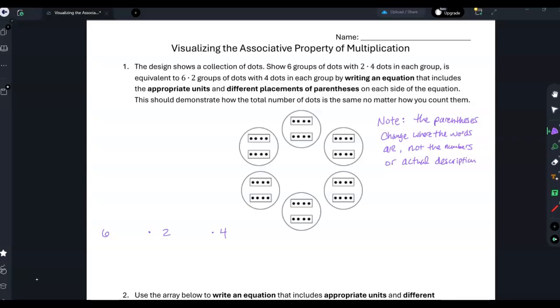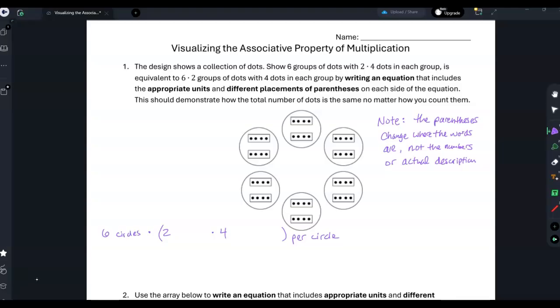So you could call these 6 groups if you stick with what they're talking about. We could say circles if you like that better. It doesn't really matter. Just whatever you pick, be consistent. And then 2 times 4 dots per group, or in this case, since I used circles, I'm going to say per circle. So it would make sense to put the parentheses around the 2 times 4 because that would tell me how many dots there are in each circle, right? Then I would multiply it by the 6 circles.